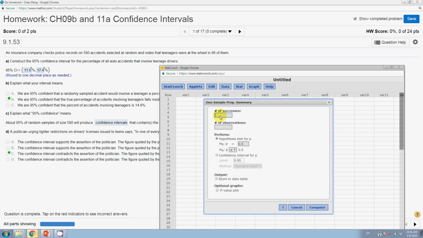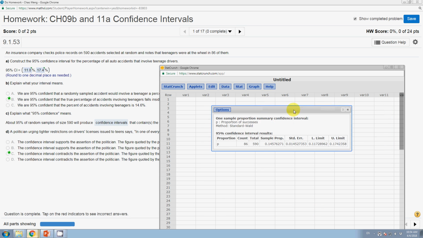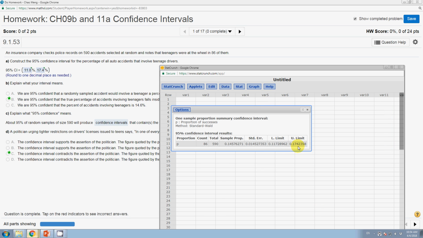That's 86. Number of observations, that's our sample size. The sample size is 590. Okay, and then let's click this confidence interval, and the confidence level is 95%. So we don't have to change this one. Let's click compute. So we have the lower limit and upper limit. So we are going to put those two limits in there.